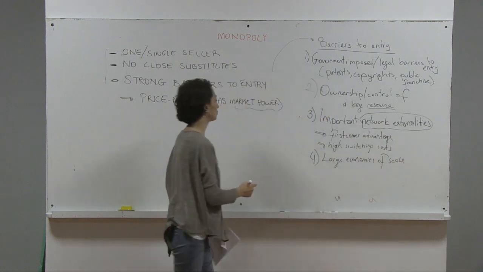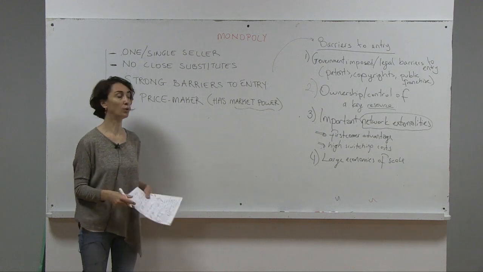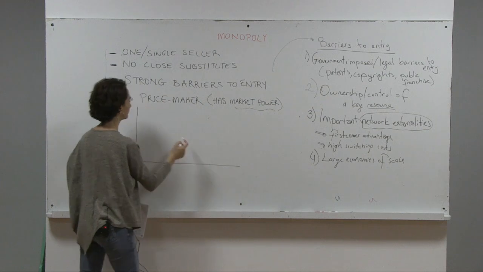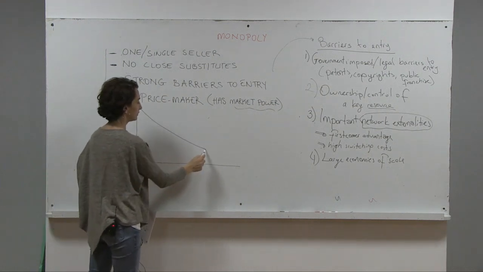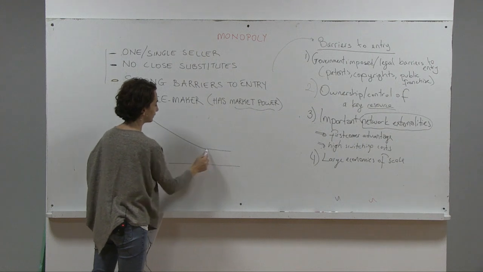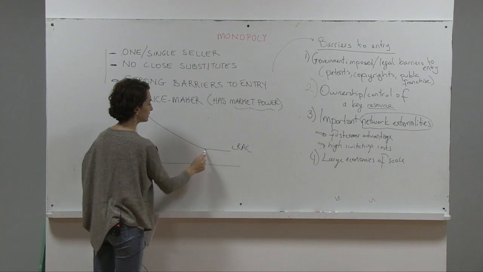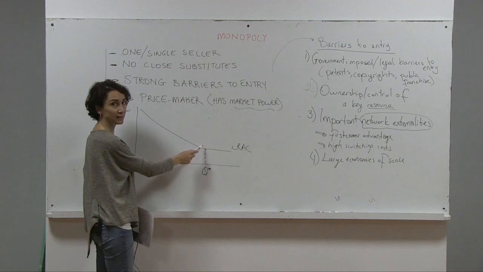Very large economies of scale. I briefly talked about it before. So remember how economies of scale look. Now let's say this is our long run average cost curve. This is, remember, our minimum efficient scale.